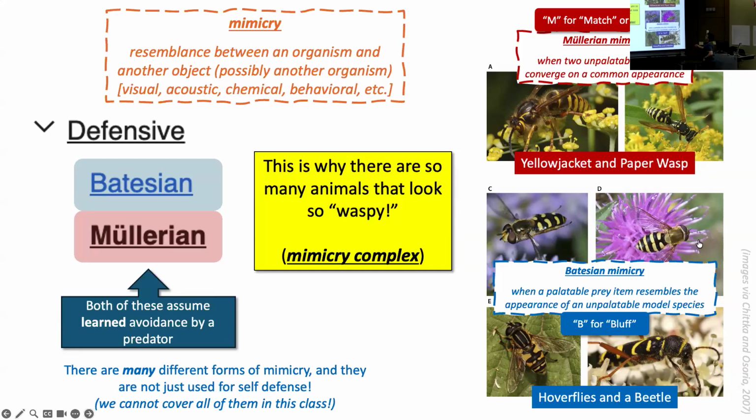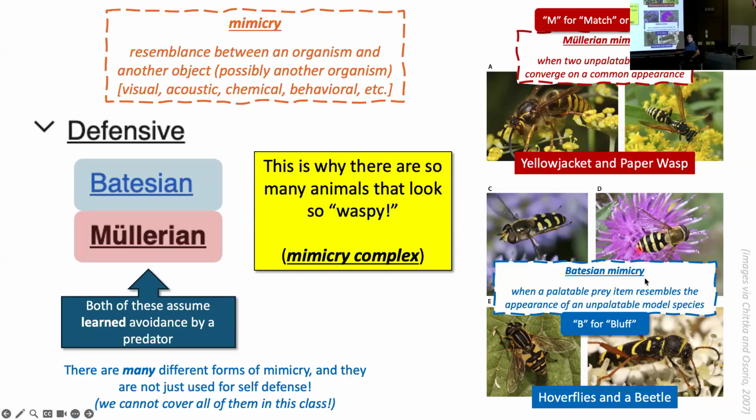So if a predator goes after the wasp, they get stung, that's bad. If they go after the hoverfly, they have a meal. So Batesian is a bluffing, B for bluff, B for Batesian. Batesian mimicry is a way for palatable, juicy prey items to gain a little bit of a defensive advantage by looking like unpalatable prey. Muellerian is for unpalatable prey to make learning that they're unpalatable easier by all looking like each other. Questions about that difference, Batesian versus Muellerian mimicry?